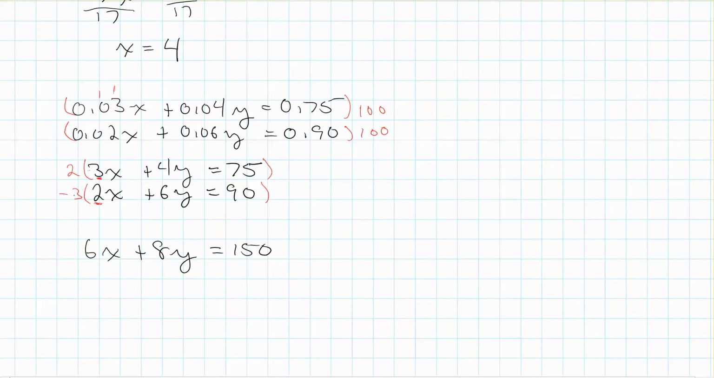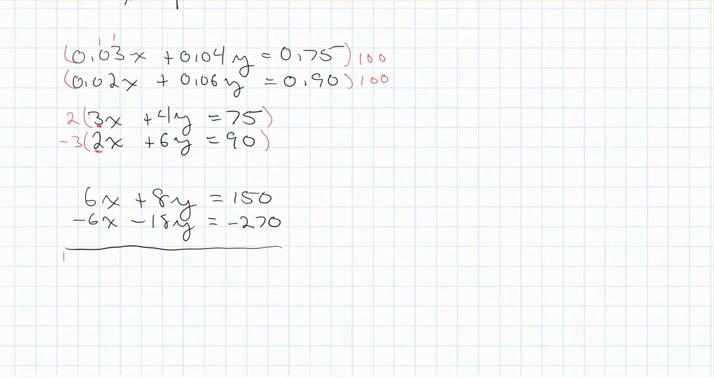Alright, and then I'd have negative 6x minus 18y is equal to negative 270. But now I can add these equations together, and if I add the equations together, I get negative 10y is equal to, well, 150 minus 270. I think it's just negative 80, but again, I'm not trusting my arithmetic right now.